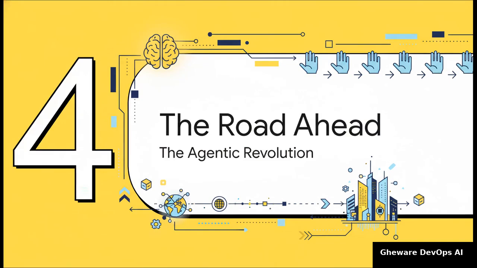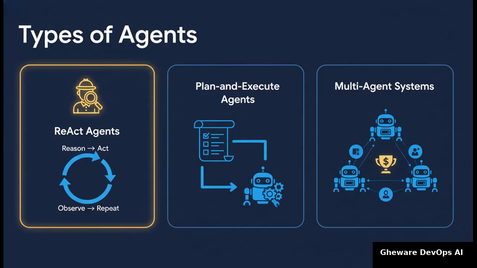So, we've covered the what, the how, and the why. Let's wrap things up by looking at the bigger picture and what's coming down the pike. The kind of agent we've been talking about is often called a React agent. It thinks step by step, and that's the foundation. But there are other types, like plan and execute agents that make a full plan up front, or even multi-agent systems where different agents actually work together on a task. We're starting with this foundational model, because once you master this, you can pretty much build anything.